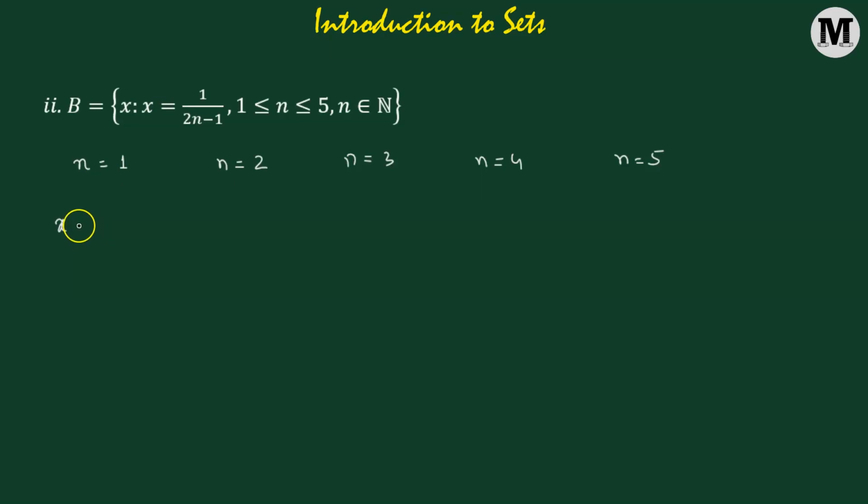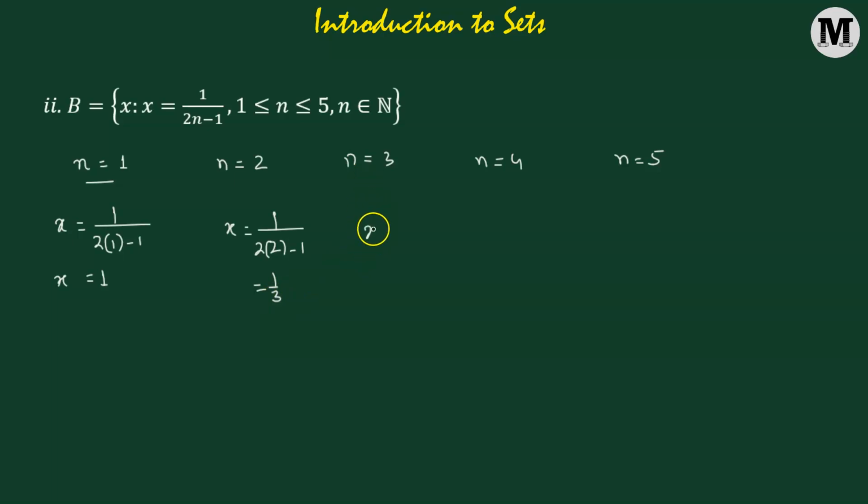When n equals 1, x will be equal to 1 over 2 times 1 minus 1, so that's going to give us 1. So x equals 1 whenever n equals 1. When we have n equals 2, x will be equal to 1 over 2 times 2 minus 1, and that's going to give us 1/3.